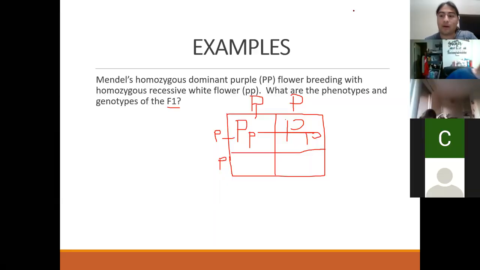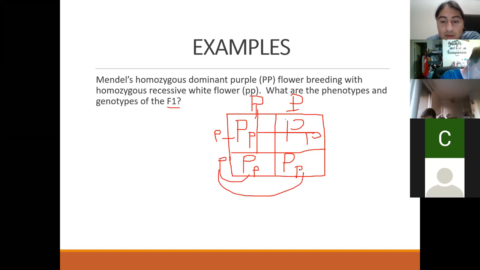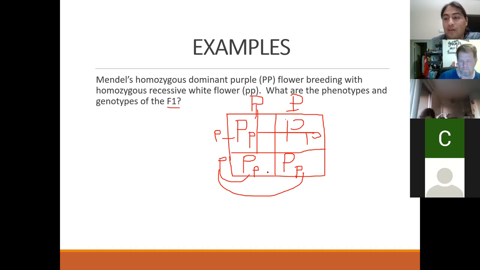I'm sorry. Okay. And then for the next one, for the lower level, we are going to have this capital P with this lowercase p. And then the same for this one, capital P coming from this one, and then this one multiplied by this one. So if you notice on these results, what will be the percentage of heterozygotes? The genotype heterozygotes, what will be the percentage?